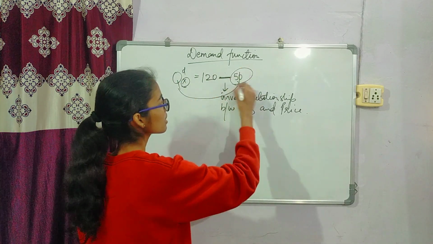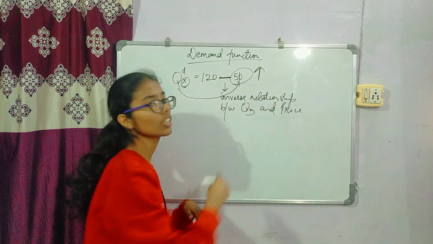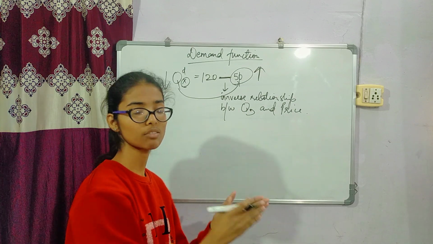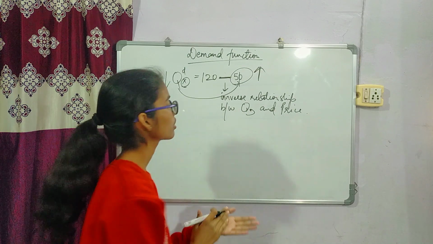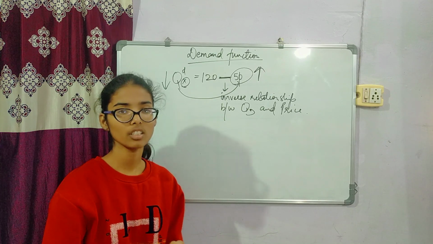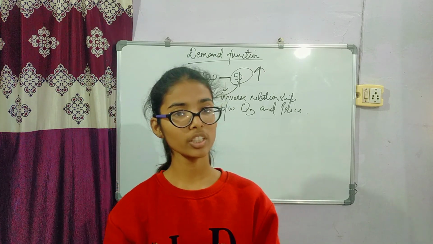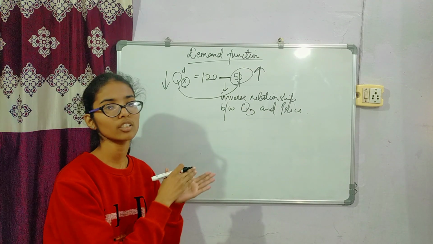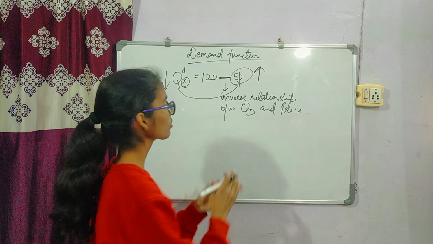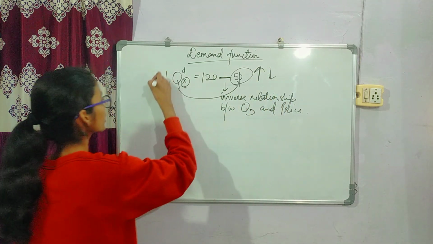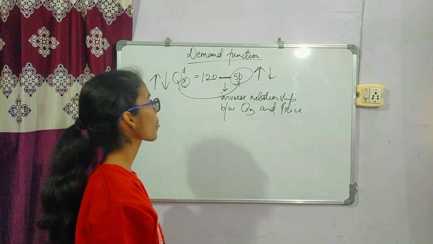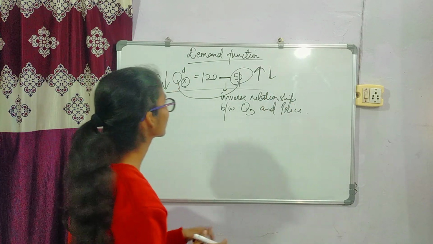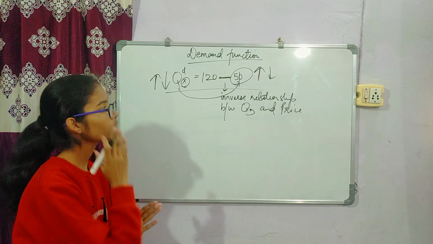If we increase price here, then quantity demanded will decrease, because there is an inverse relation, as we already know from the determinants. If there is a commodity and its price increases, obviously the quantity demanded of that commodity decreases. If price decreases, then quantity demanded will increase. Now let's plot this equation on a graph. This is a linear demand function.